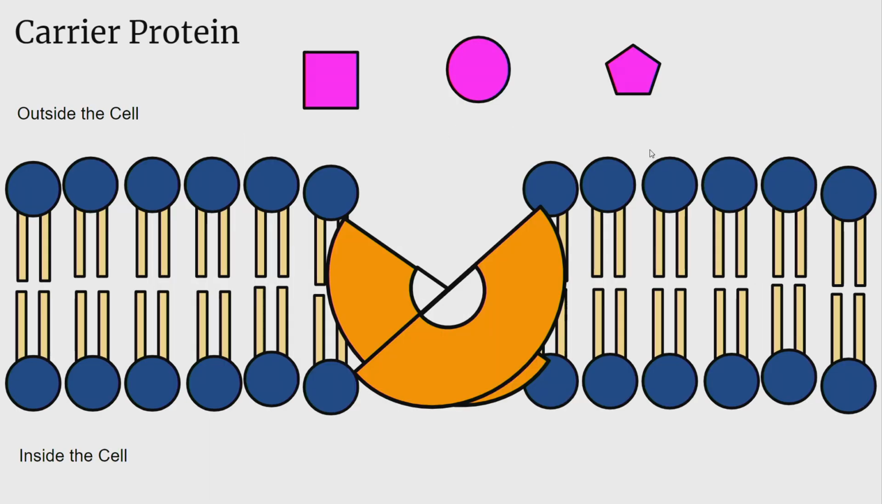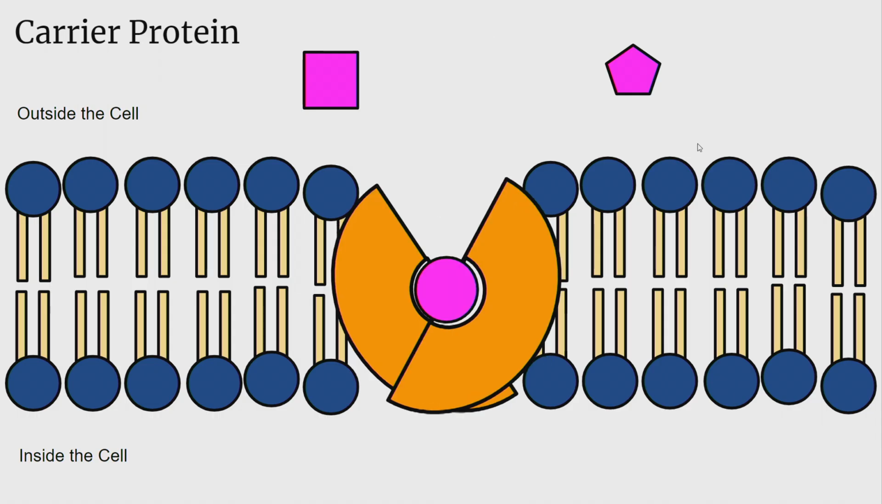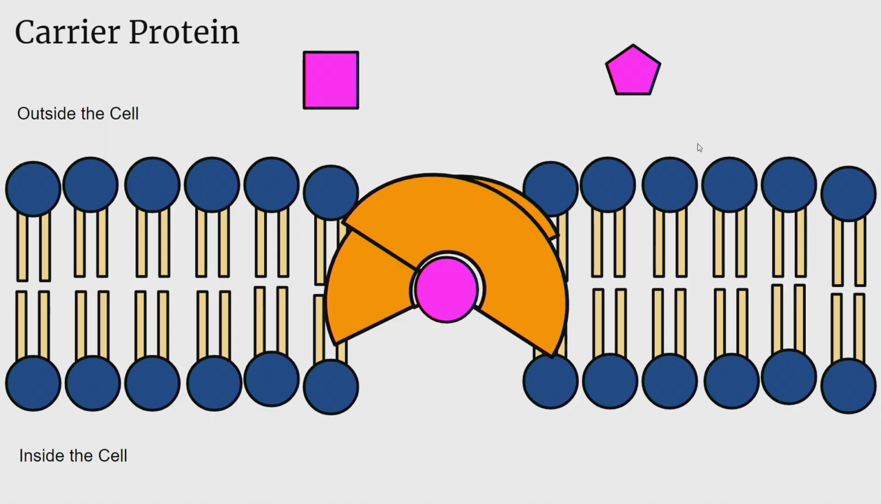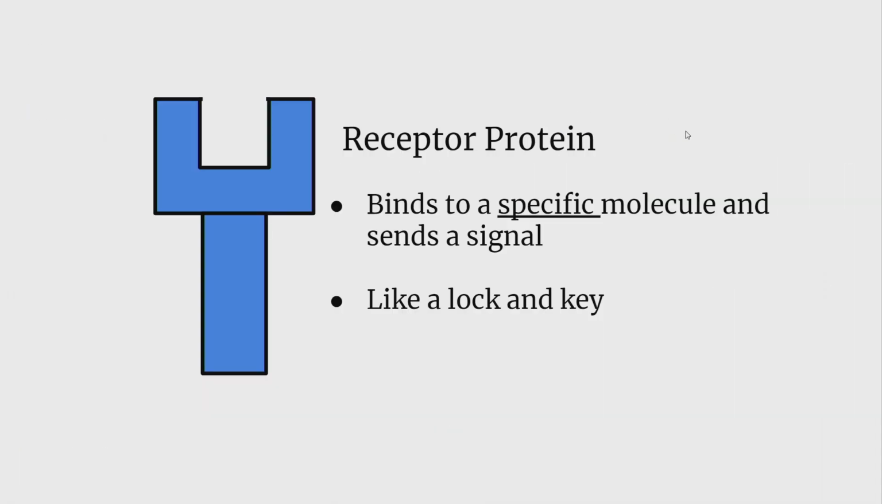door, and only specific molecules have the key. So unlike the channel protein, which the size allowed all sorts of molecules to pass through, this one only allows the circle molecules to pass through. Now, this animation makes it look like the channel protein can't be specific to molecules. There are channel proteins that can be specific to certain molecules, especially based on size, but this carrier protein interacts with the circle molecule. That's what makes it particularly different.